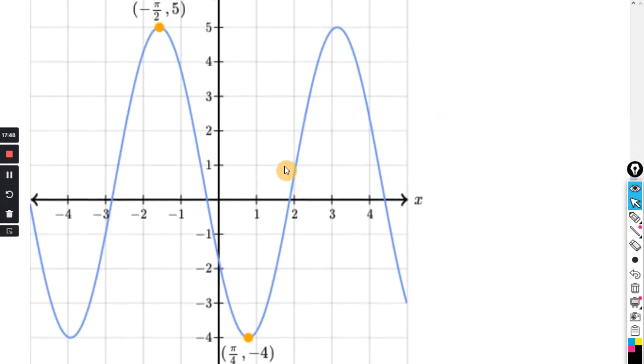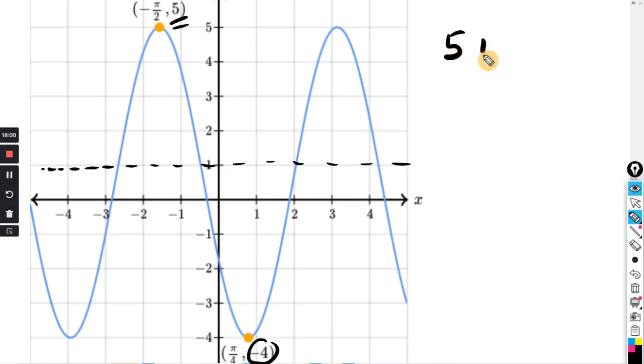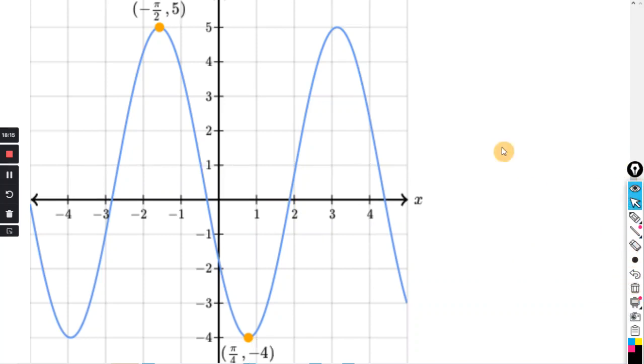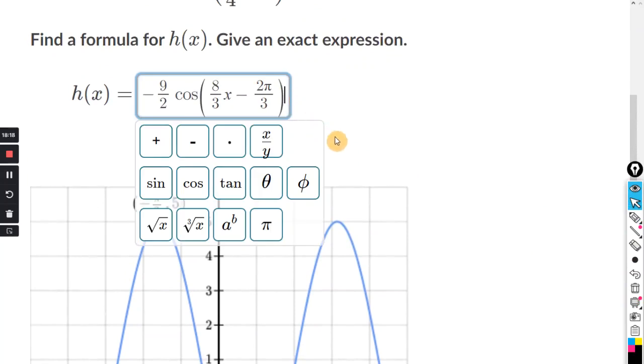All right, the midline is, of course, right down the middle of this graph. Okay, so it's exactly between the min and max. So we're looking at the average of 5 and -4 divided by 2, and that's going to be 1/2. So the whole function has 1/2 added on the end. All right, so on the very end, we have plus 1/2, or you can write 0.5. It'll take either one.